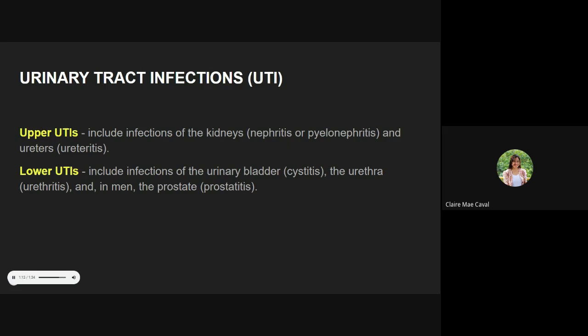For males, incidence of UTI increases after the age of 60 when the enlargement of the prostate interferes with the removal of urine from the bladder. And by far, the most frequent cause of UTI is Escherichia coli, especially the uropathogenic E. coli.